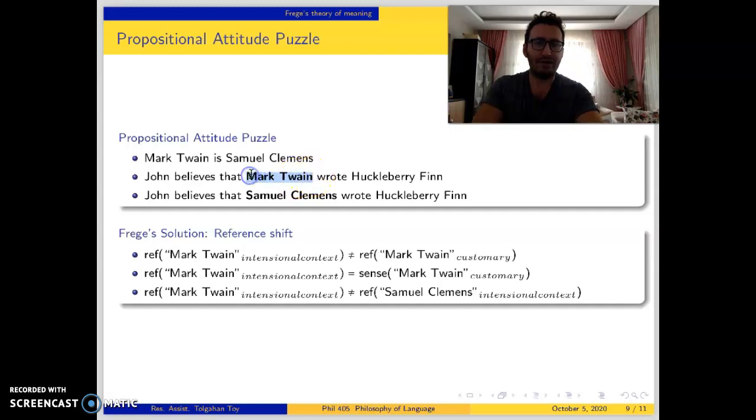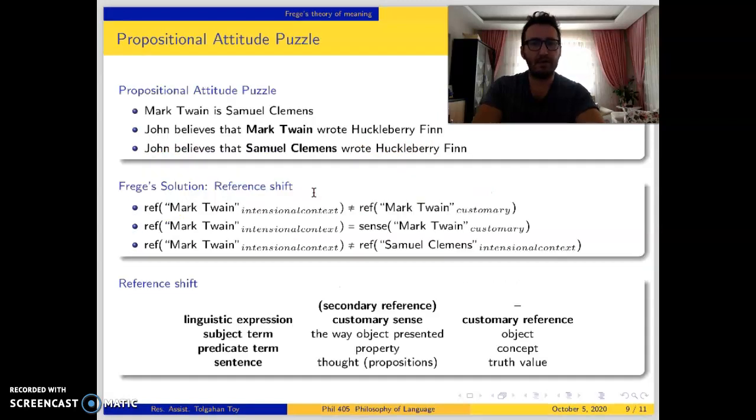So reference of Mark Twain is the way that the object that we normally call Mark Twain is designated. Then we cannot make this substitution. That's the source of the problem here. That's the dissolution of the puzzle. This solution is called reference shift because reference of, say, a subject term is the object designated in an extensional context, but in an intensional context, in a propositional attitude sentence like John believes that Mark Twain wrote Huckleberry Finn, reference of an expression is its customary sense. So reference shifts from here to there. That's why it's called reference shift. That's the solution of the propositional attitude puzzle.